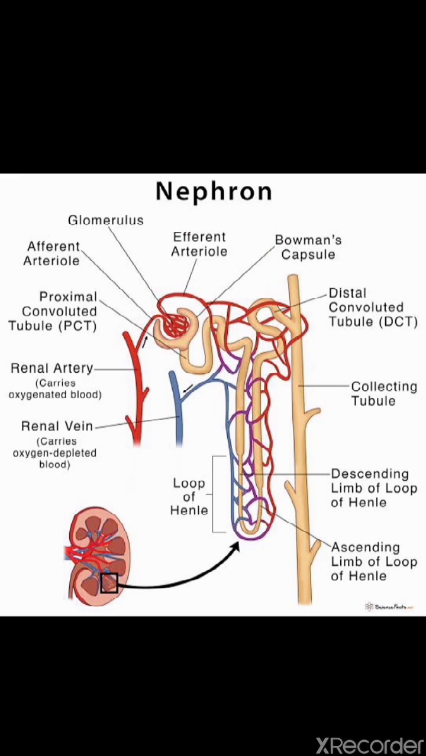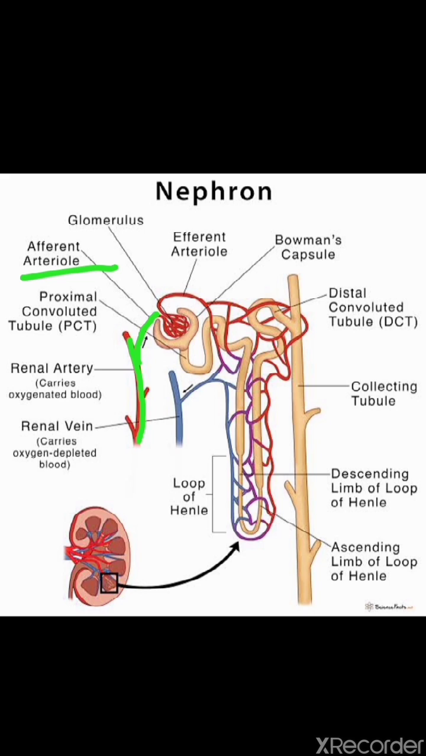Glomerulus receives blood from renal artery. Here you can see this one, renal artery. So glomerulus receives blood from renal artery through a branch called afferent arteriole. Clear? This is renal artery, and the branch from which it receives blood is known as afferent arteriole, which breaks up into a capillary network.